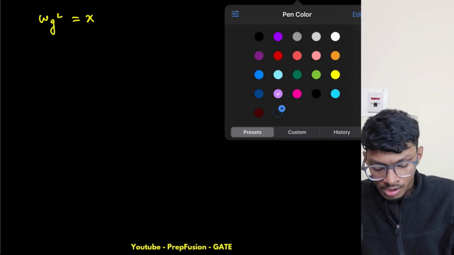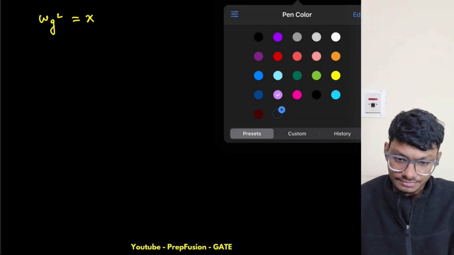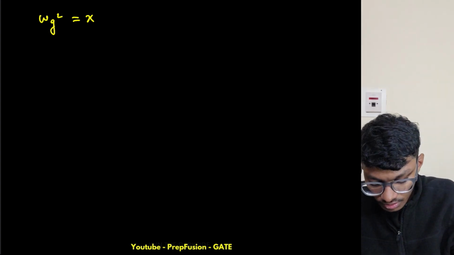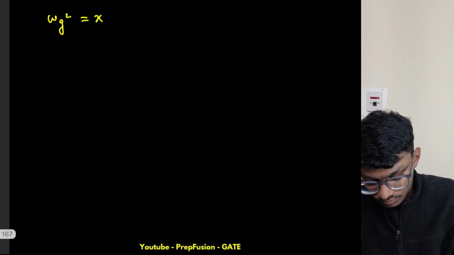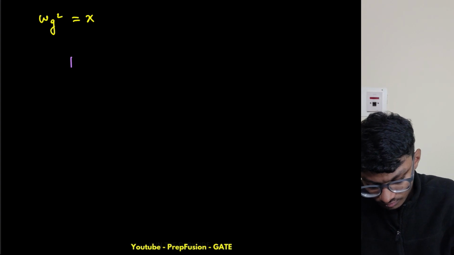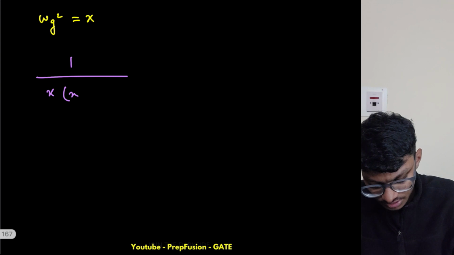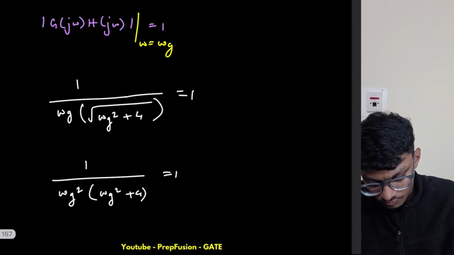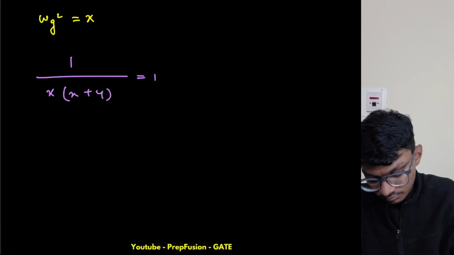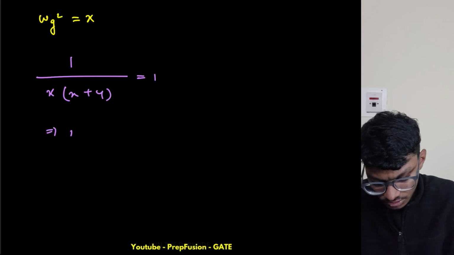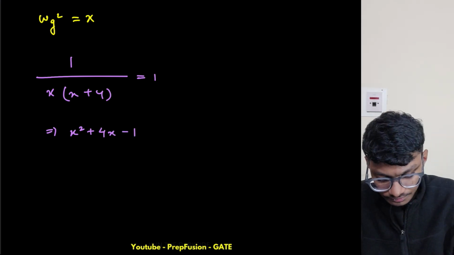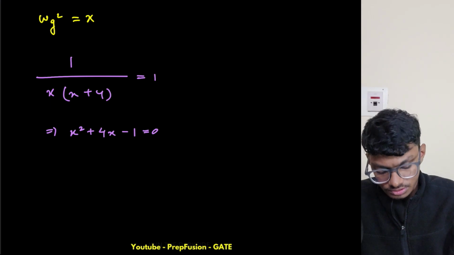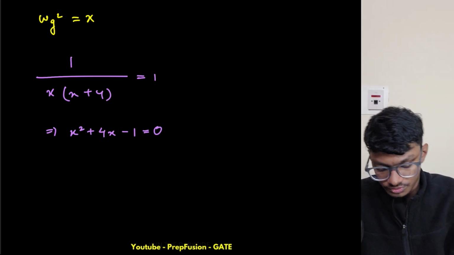Okay, so now if I proceed, this equation will become 1 over x, and x plus 4 equals 1 itself. So this is x square plus 4x minus 1, that is, x square plus 4x minus 1 equals 0. Now simply solve this equation, solve for the value of x.